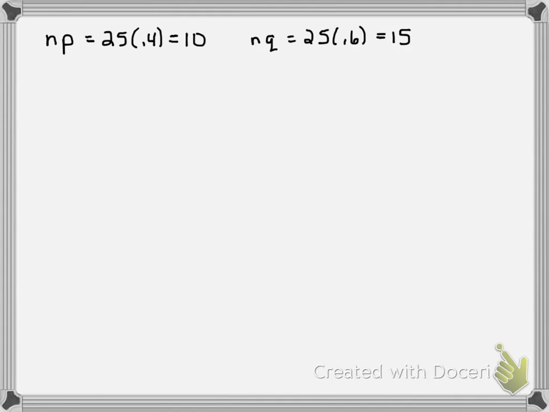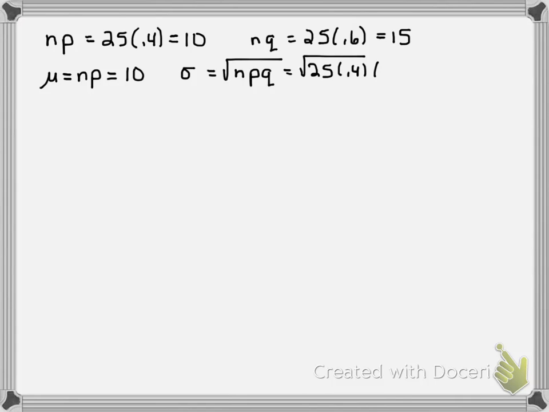more than 9. So next we need to find the mean, which is equal to np, which we just found was 10. We also need to find the standard deviation, which is the square root of npq, or when we substitute in the numbers, 25 times 0.4 times 0.6. Working that out, you'll get a very long decimal, 2.449489743. Here's a warning. Do not round the standard deviation or you will not get the same answers as the book.